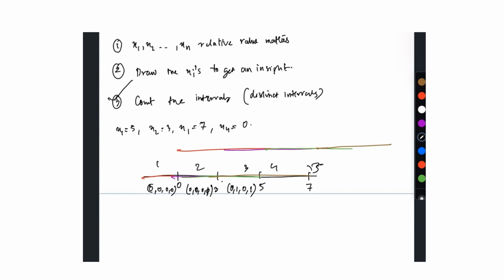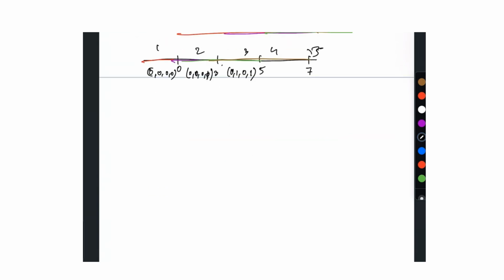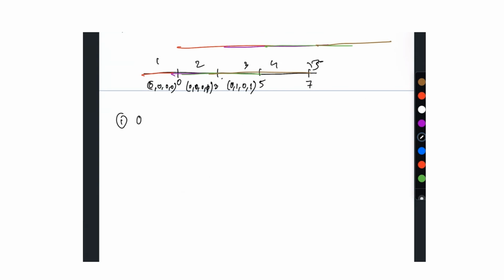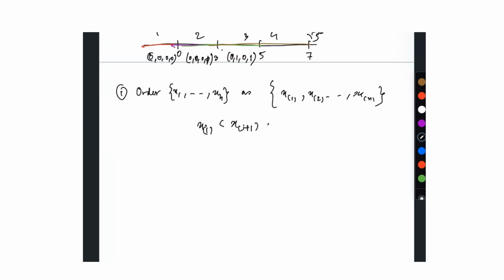So how to write this properly? To write the mathematics properly, first you have x1 to xn. To make the relative values, you order it: x1, x2, x3, up to xn. Now for each of the ordering, you know that in any one, xi to xi plus 1. So let's write it down properly. I'll write the mathematics. So first step, order x1 to xn as x1, x2, up to xn, where xi is less than xi plus 1. It should be strictly less than because the xi are told to be distinct. That is step number 1.